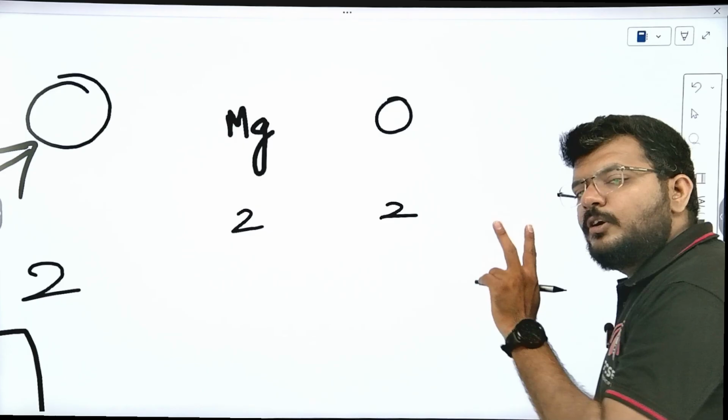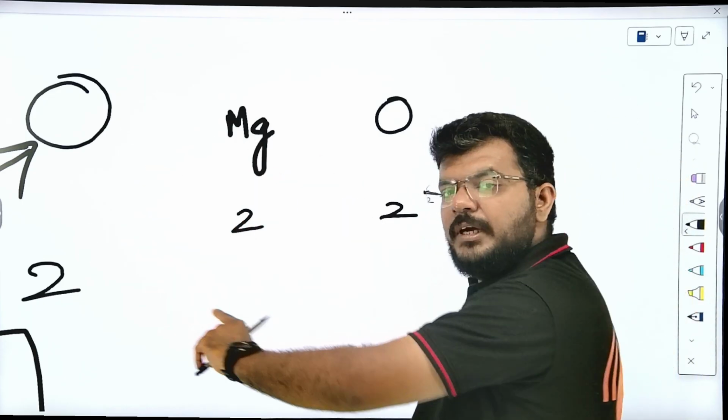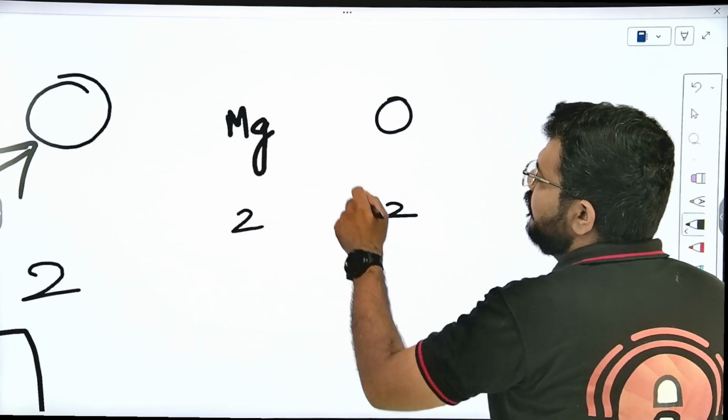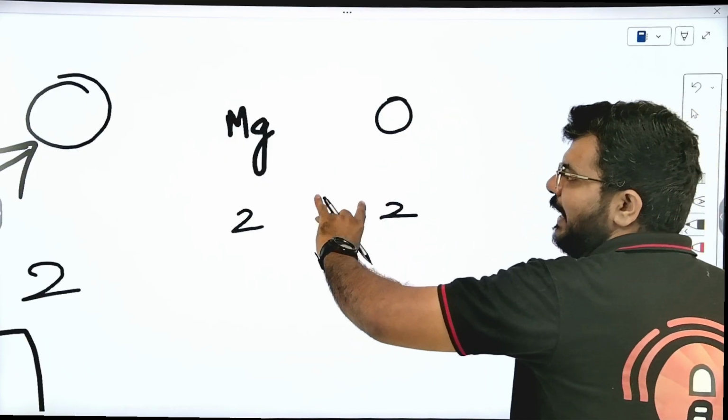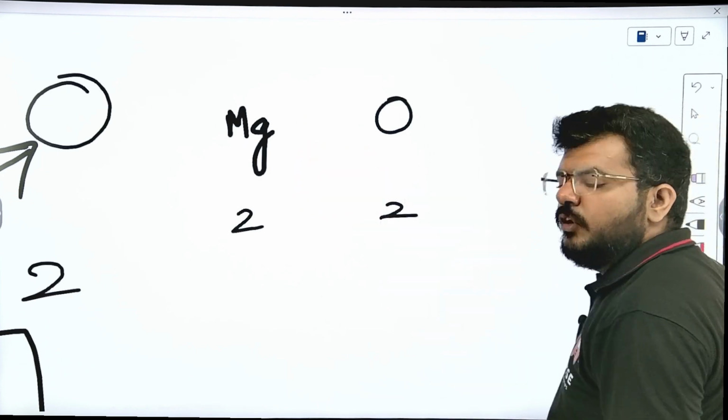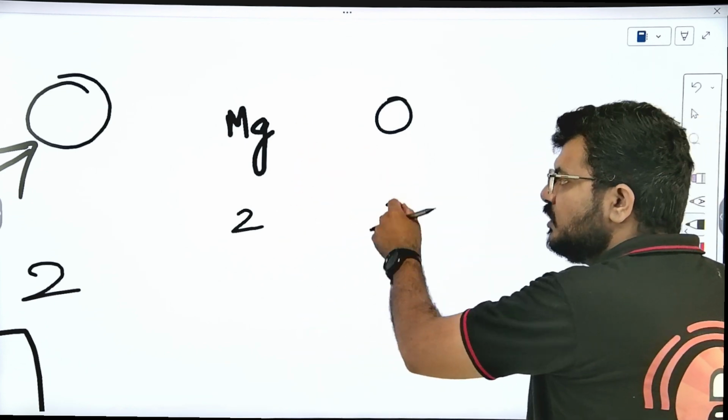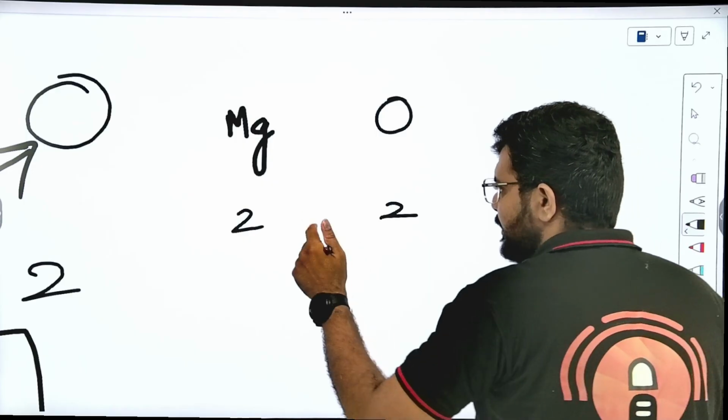Now, I told you there are two methods. I understand that method better, but I will show you one more method, and that will help you to establish the formula of magnesium oxide. Then I will again make the chemical formula of magnesium oxide using the other method as well. Let's get to it.